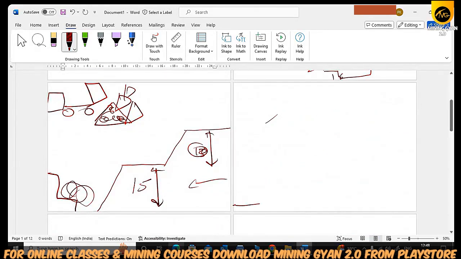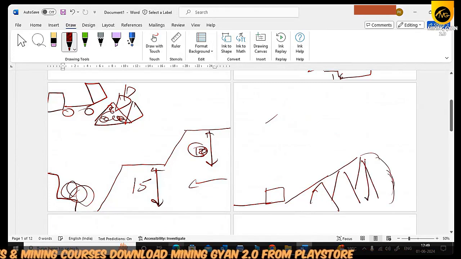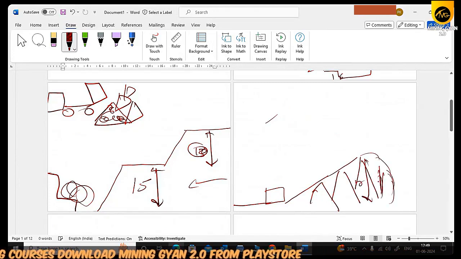This is the mine pit. This is the in-pit conveying system. This is a belt conveyor. So you make trusses, like this you give trusses, and bring it here, so the material will fall from a height of 15 meters. What will happen when it falls 15 meters?